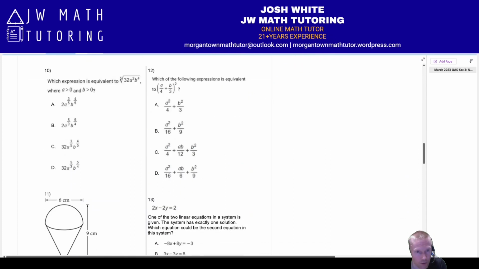Moving on now to problem number 10. Here we have some rational exponents. So on this problem, first thing I'm going to do is rewrite all of the numbers and letters inside the radical basically to the 1/5 power, because that's the same thing. So we have 32a cubed b to the 4th, and we could say the whole thing is to the 1/5 power, because the 5th root of something is the same as 1/5.